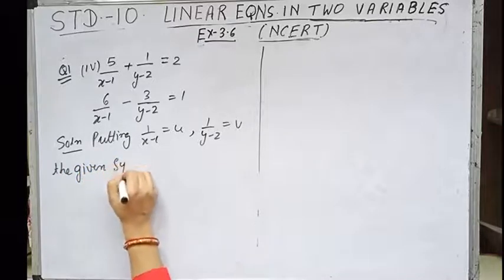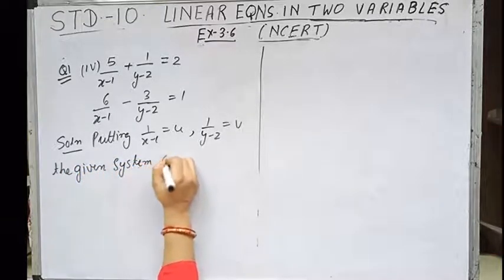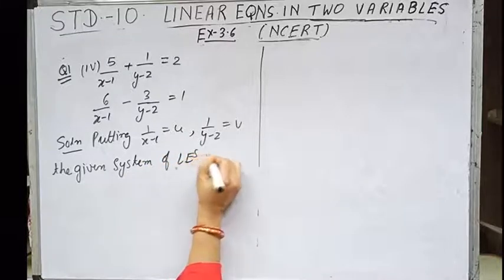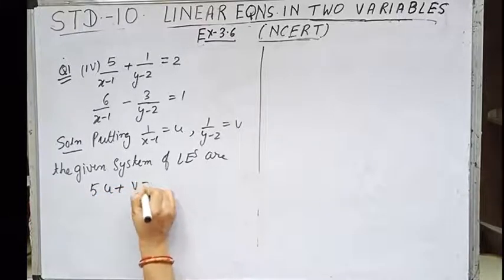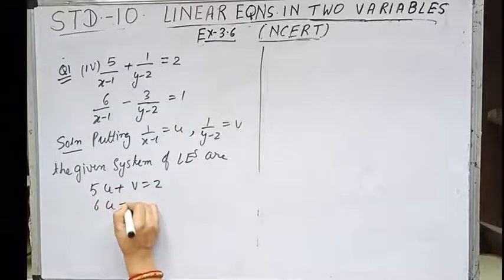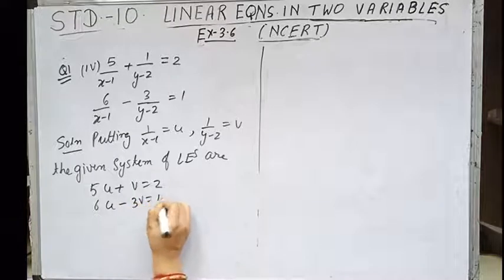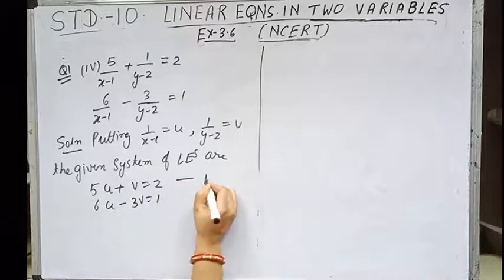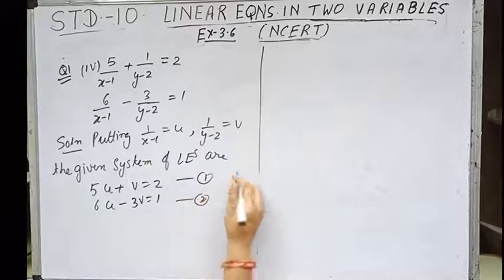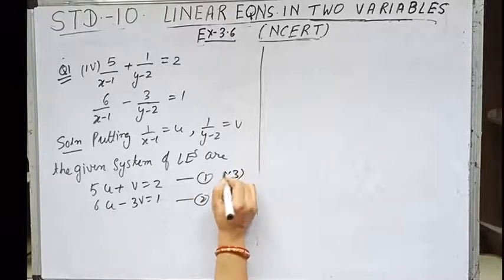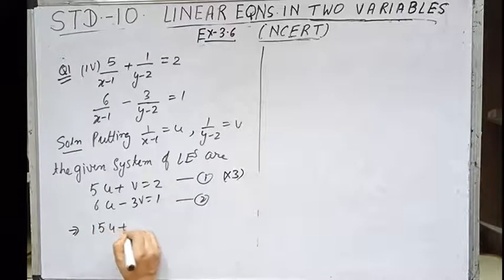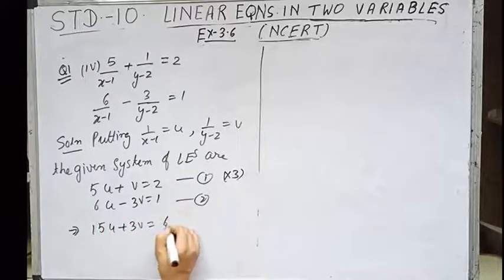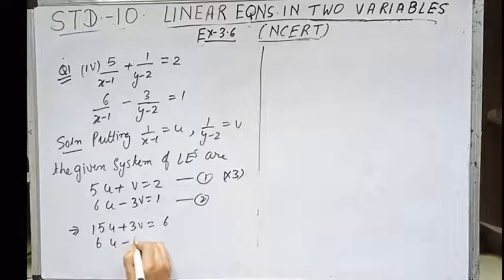The given system of linear equations are 5u + v = 2 and 6u - 3v = 1. Now make it equation number 1 and this one is 2. This one into 3, let us do. So this implies 15u + 3v = 6 (2 3s are 6), and 6u - 3v = 1.